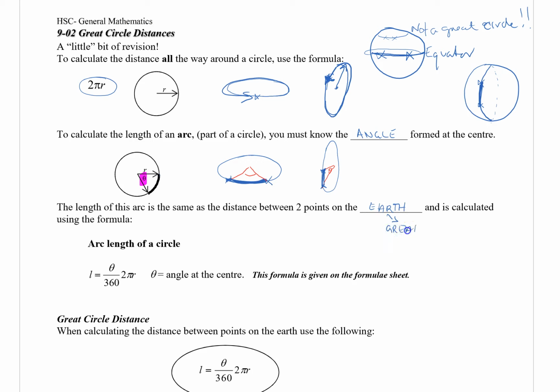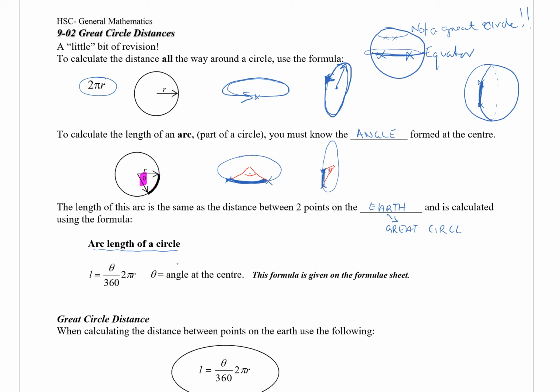great circle. So it does only work on a great circle. It's calculated using the arc length of a circle formula, which you've come across before and is on the formula sheet. So be aware of that. So the length, or now we're going to call it distance, is theta, the angle at the centre, or the angle at the centre here, or the angle there, on 360, because it makes that fraction of a circle, times the total distance around, which is 2 pi r.